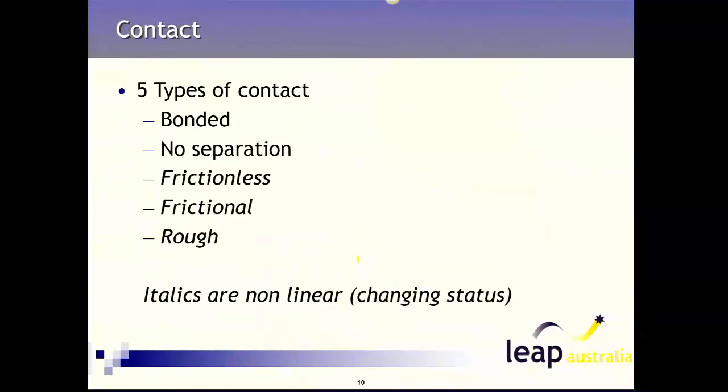Okay, so if we look at the non-linearity of contact, there are basically 5 different types of contact behaviour that you can have. Bonded and no separation are basically linear contacts. The frictionless, rough and frictional are what we refer to as non-linear contacts. They're non-linear because the status can change.